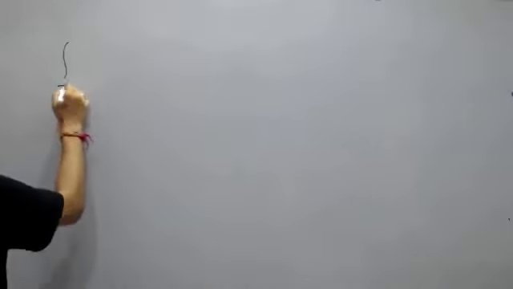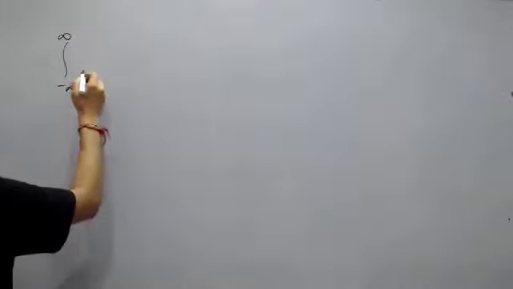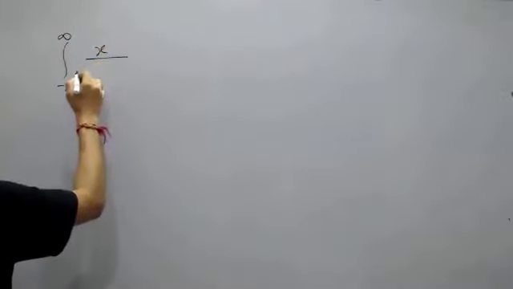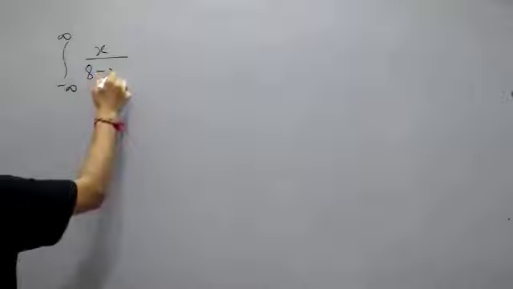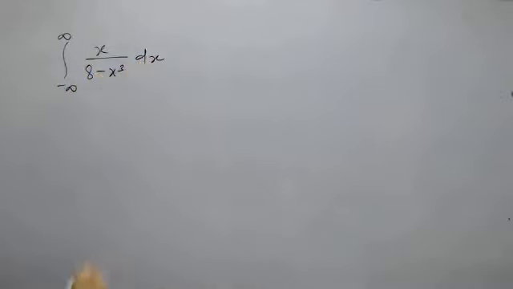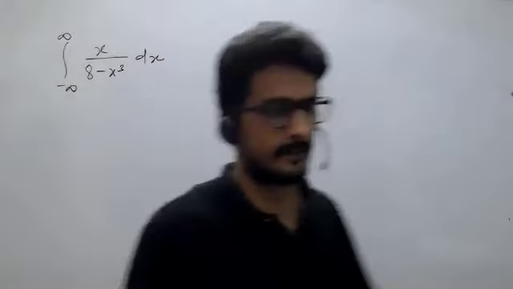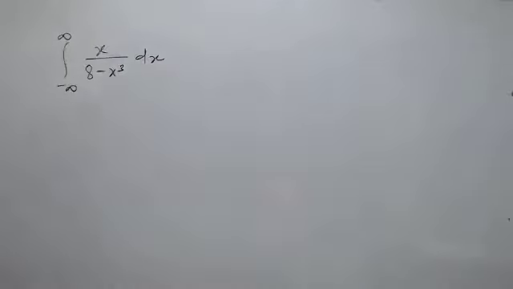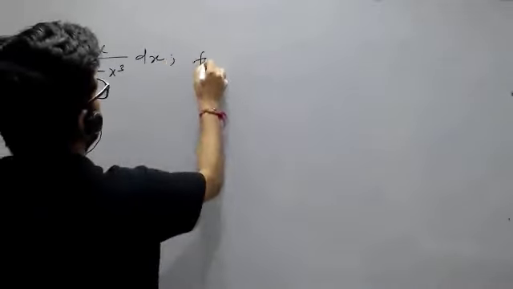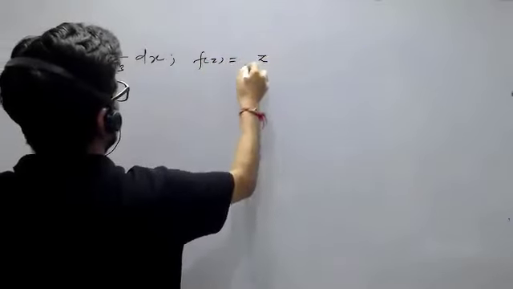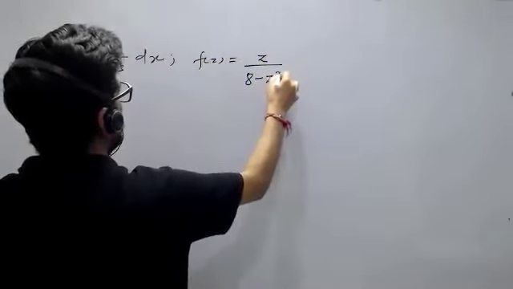So let me take another question, and that is minus infinity to plus infinity. Now you also quickly do it on your own along with me. X over 8 minus x cube dx. Okay, this is the question that we have to solve. So what will be Fz? Z upon 8 minus Z cube.